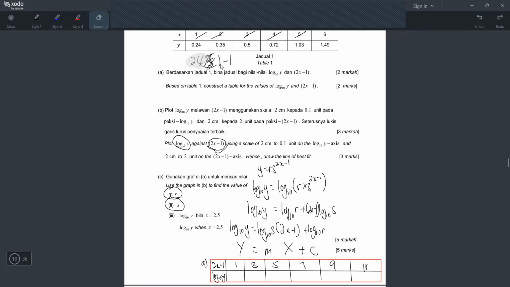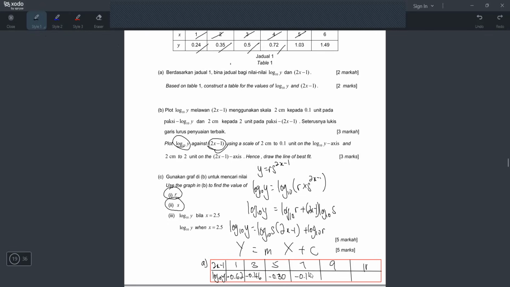Okay, next one is I have to calculate the log y base 10. And the y will be 0.24. So use the calculator. We press log 0.24 base 10. You can press yourself. You will get negative 0.62. When you press log 0 point something, you definitely get negative. Next one is log 0.35. You'll get negative 0.46. I think nothing to teach here, you just press the calculator. Log 0.5 base 10, negative 0.30. And then log 0.72, negative 0.14.